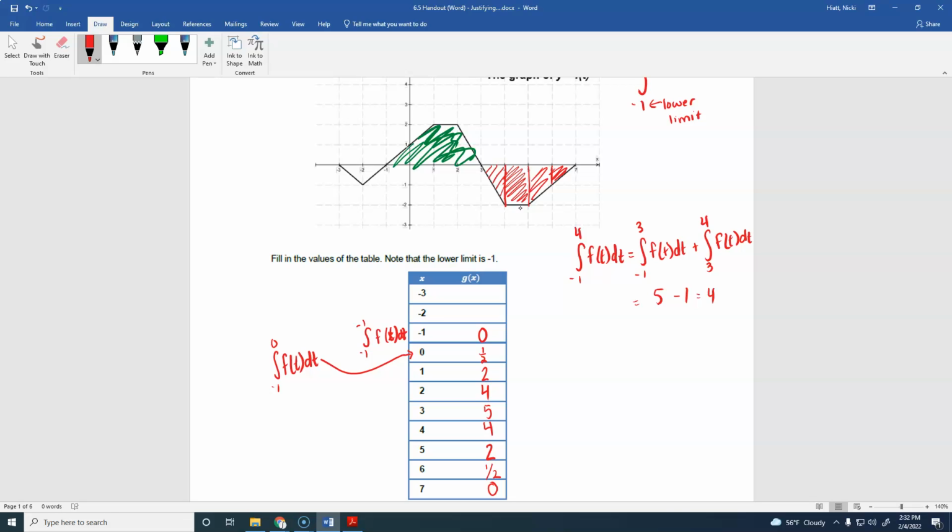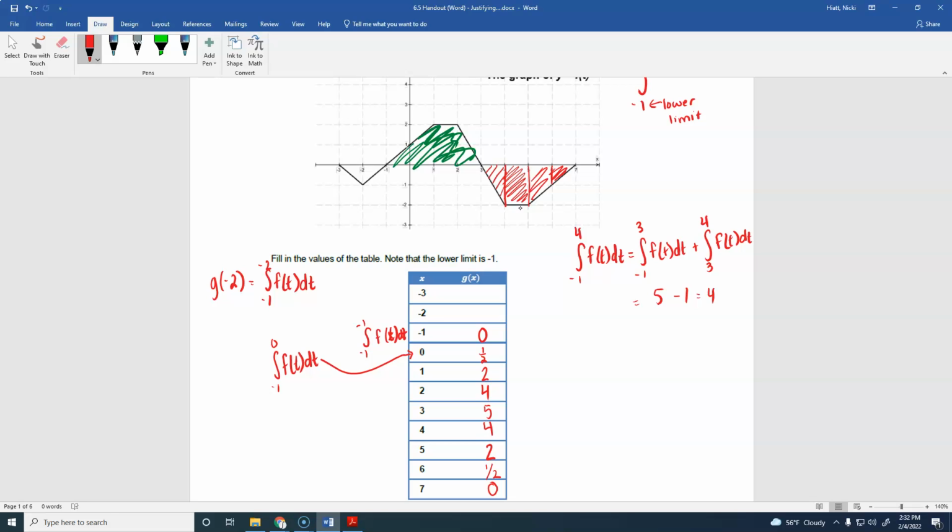All right, now here is where things are a little bit tricky. So when I start, if I go back up here and try to fill in -3 and -2. If I'm finding g of -2, that is the integral from -1 to -2 of f of t dt.